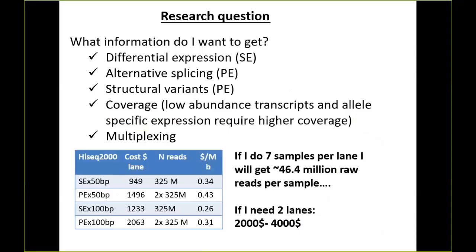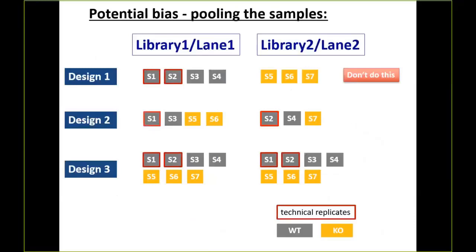So I figure out how many reads I need per sample, and I figure out, in this case, that I need 2 lanes, so it'll probably cost me $2,000 to $4,000, although I think that price has come down a fair amount. All right, so here's one place where I'm going to talk about bias and how these samples get pooled.